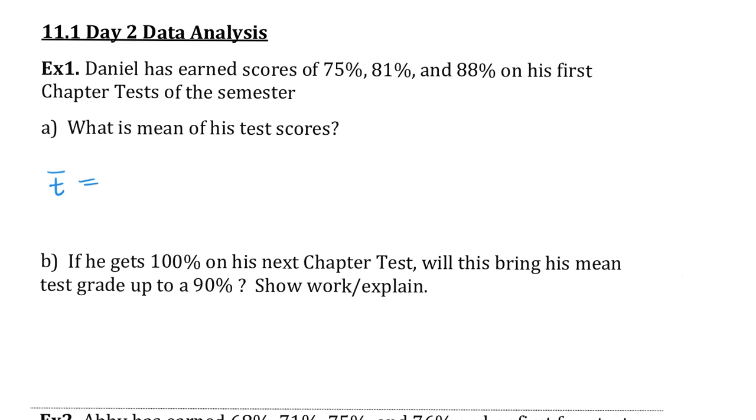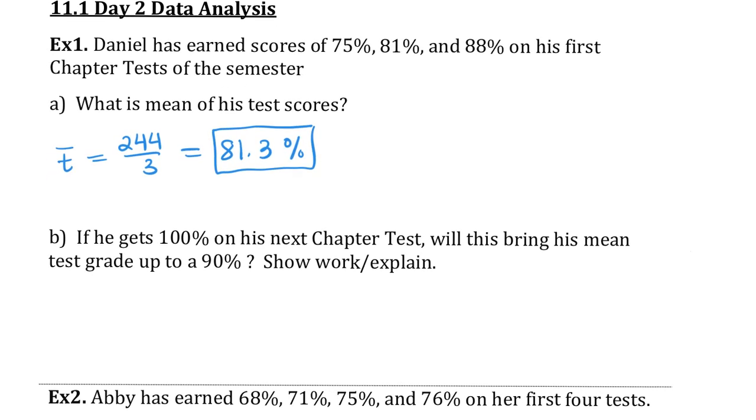I'm going to call this T bar because it's the mean of his test scores. So the mean, we're going to add up the scores: 75 plus 81 plus 88 is 244, and divide by 3 test scores. So it's about 81.3, and these are percents. So the mean test score is 81.3. And if I look at the data, that seems like a correct average.